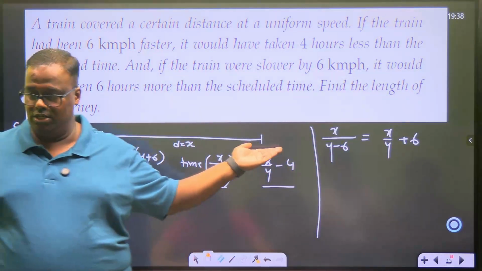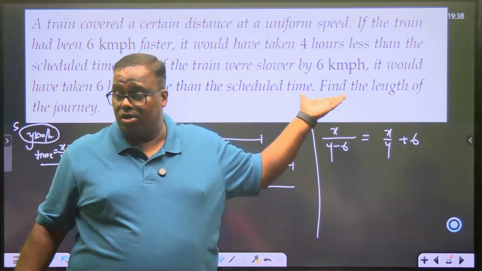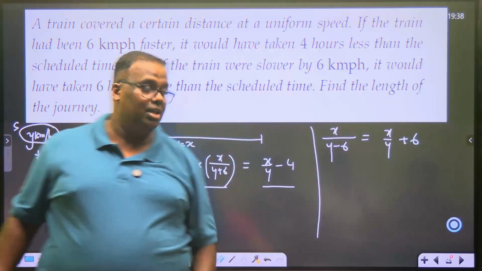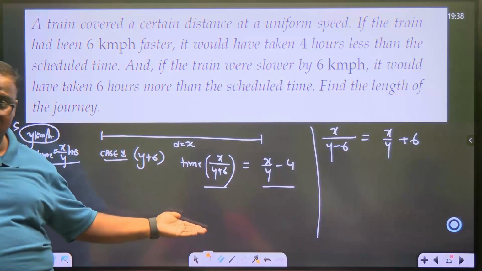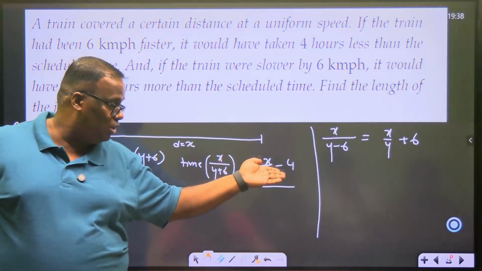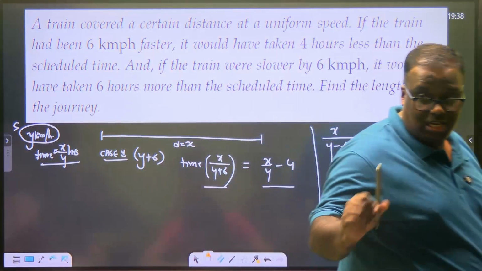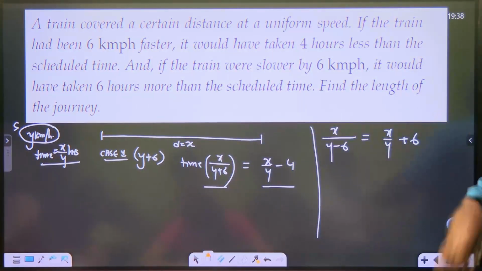Is this logic understood? This time is more. This time is less. To equate them, add 6 here. Here, this time is less. This is more. So reduce the time from here. Now start solving it. अगर ये आपसे नहीं हो रहा है ना, then it's a concern now.